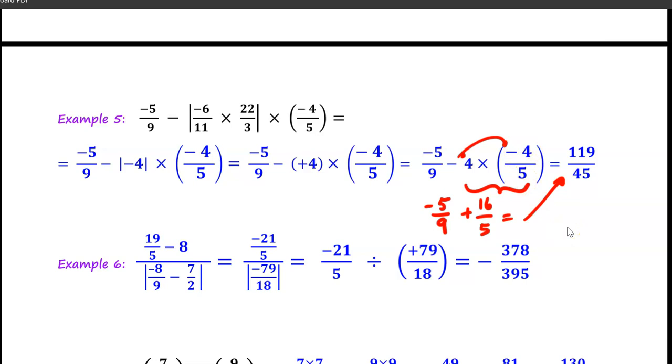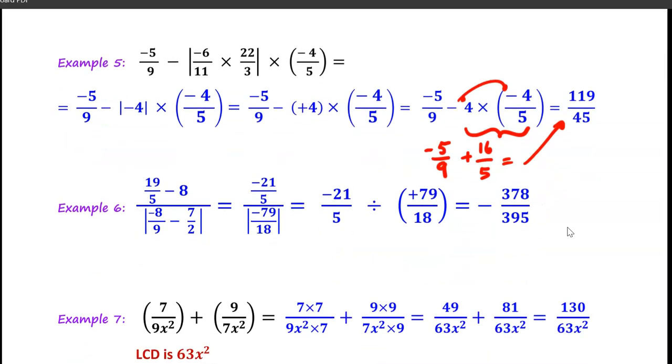So let's move on to example number 6. Example number 6 is more like an order of operations problem, but it's written in a different way. Here is a numerator divided by a denominator. In order to divide this denominator into this numerator, you need to simplify each to just one fraction. So I would work with 19 over 5 subtract 8. Using the calculator, I got negative 21 over 5.